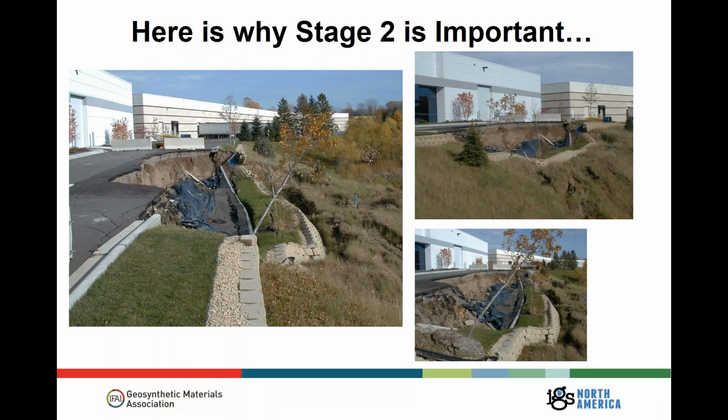Here's why stage 2 is important. Another beautiful failure. That's a nice wall, a very nicely designed MSE wall, made with just some fabric reinforcements here. And it looks like it was designed fine, with the exception that a global stability mechanism was not considered. So that beautiful wall, well, it went skiing.